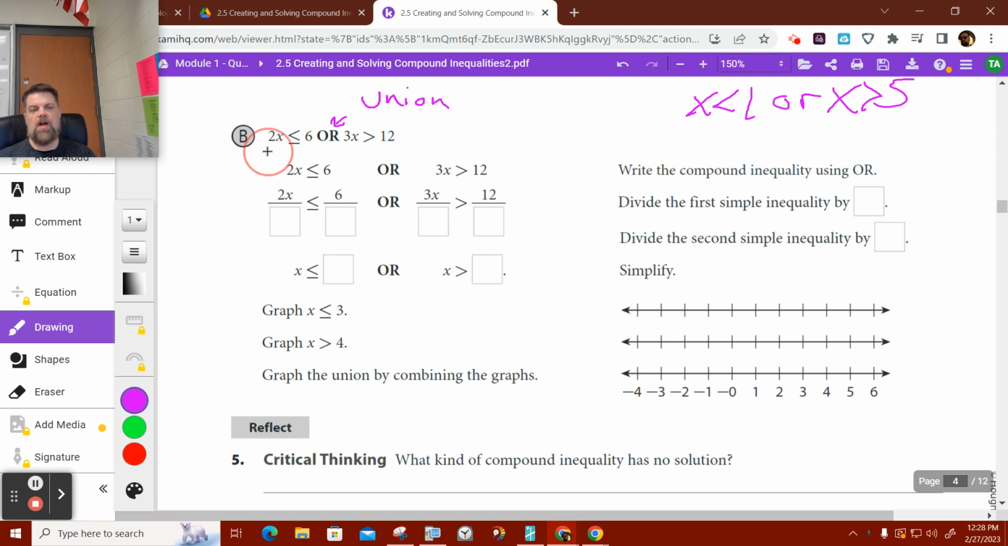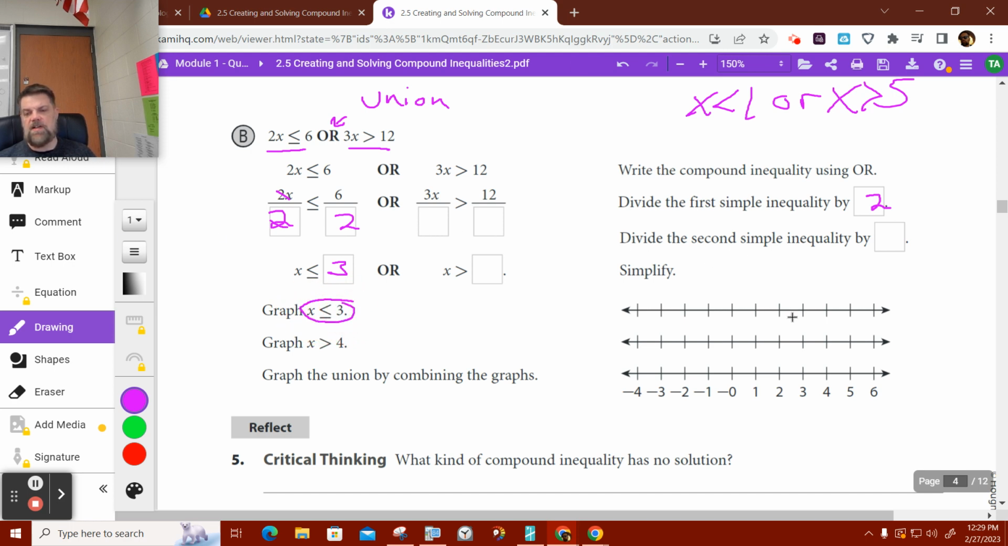So I have two inequalities. I have 2x is less than or equal to 6. And then I have 3x is greater than 12. So let's solve this one first. To get the x by itself, I'm going to divide by 2 on both sides of the inequality. When I do that, 2 divided by 2 is 1. 1 times x is x. And then 6 divided by 2 is 3. So I get x is less than or equal to 3.